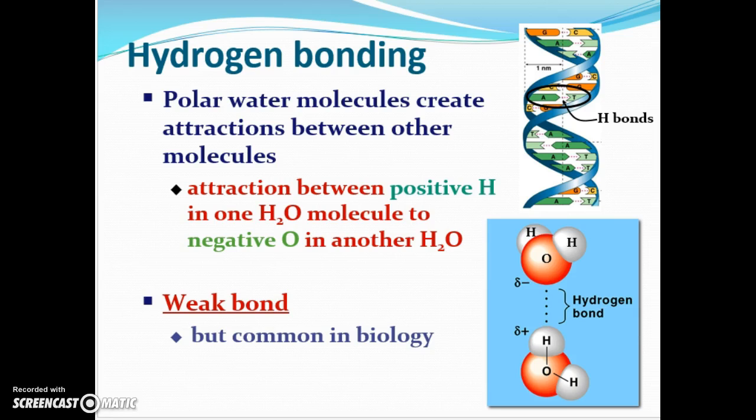So hydrogen bonding, primarily with water molecules, which are polar, we get an attraction to other molecules. And that attraction is based on the positive hydrogen end of the molecule being attracted to the negative oxygen in another water molecule. So this is again a weak bond, as we discussed earlier, but a very important and common one in biology.